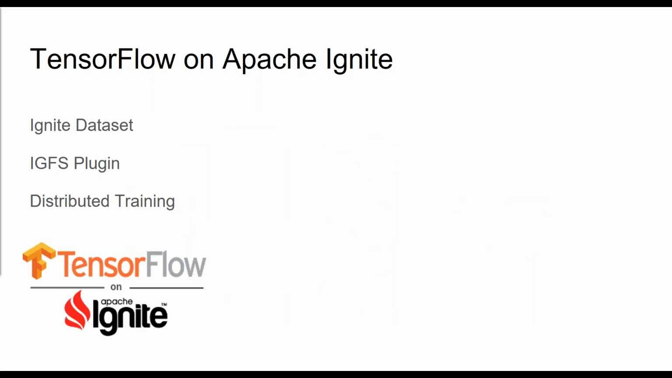Also, the next great feature is the TensorFlow integration. TensorFlow on Apache Ignite is a toolset for deep learning that allows you to utilize all TensorFlow functionality and the distributed nature of Apache Ignite at the same time. TensorFlow on Apache Ignite consists of 3 major components. Ignite Dataset provides an ability to feed training data from Apache Ignite.